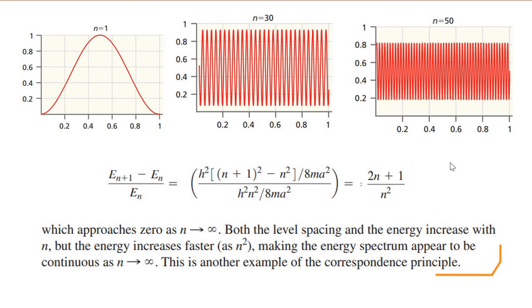So the relative gap gets lower and lower, and it approaches 0 as n approaches infinity, and that means the gap is no more there. If the gap approaches 0, that means the gap is not there. That means the energies form a continuous spectrum, and that is the classical result. So this is the correspondence principle in terms of energy. So let me go ahead.